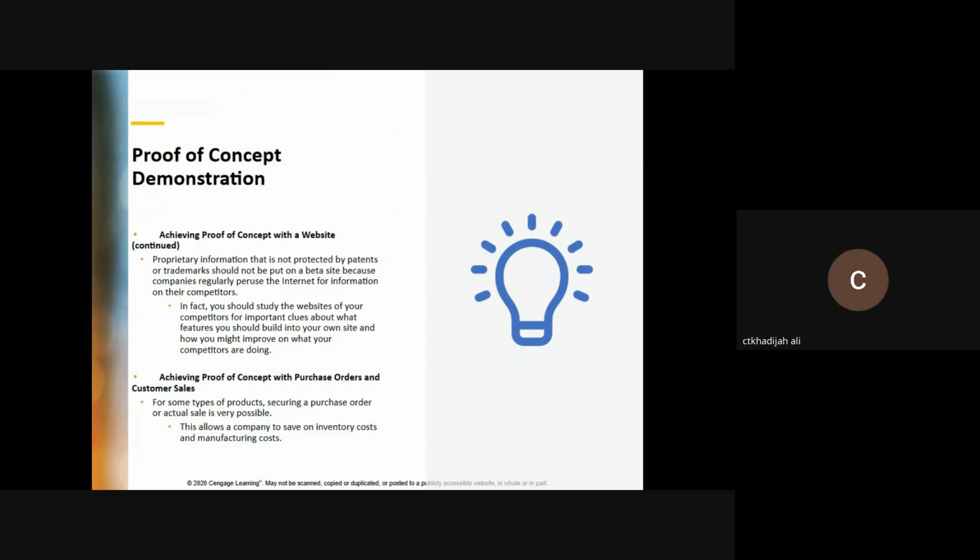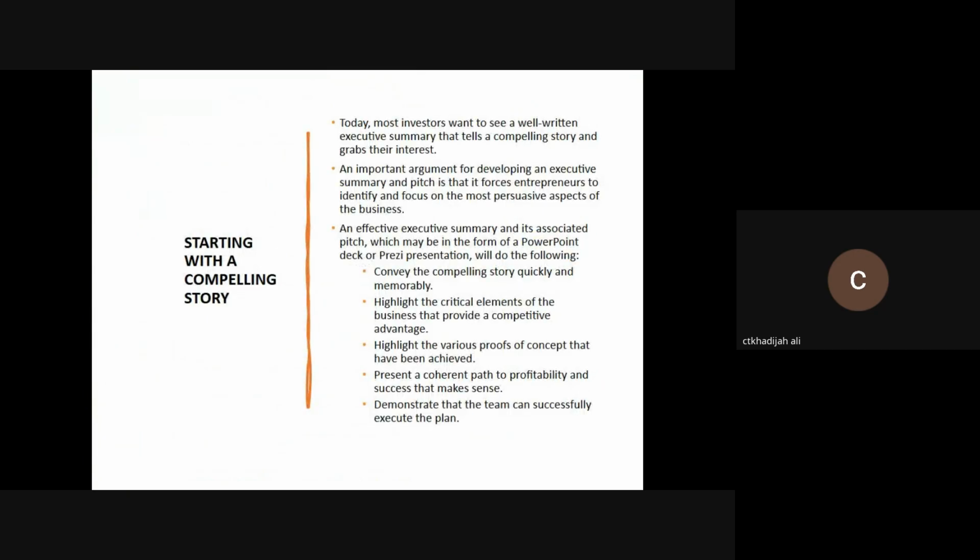Achieving proof of concept with purchase order and customer sales. For some types of products, securing a purchase order or actual sale is very possible. This allows a customer to save on inventory costs and manufacturing costs.